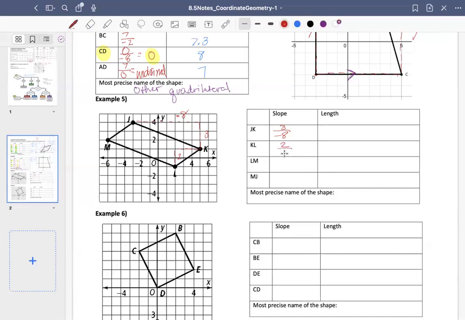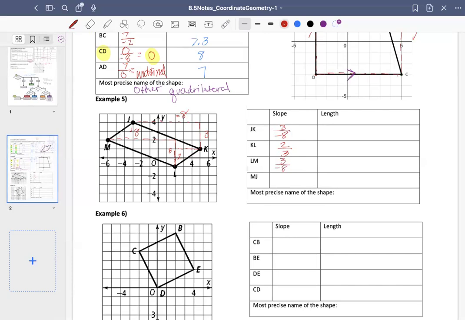2, +3. Okay, let's do LM. So we start with a rise: 1, 2, 3. So it's a rise of 3. And then we run to the left: 1, 2, 3, 4, 5, 6, 7, 8. So we run to the left 8. So when we put that in the slope fraction form, we get 3 over -8 again.